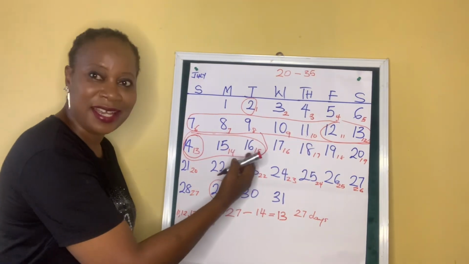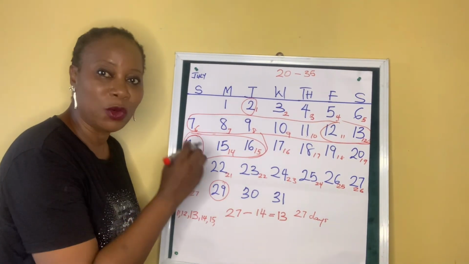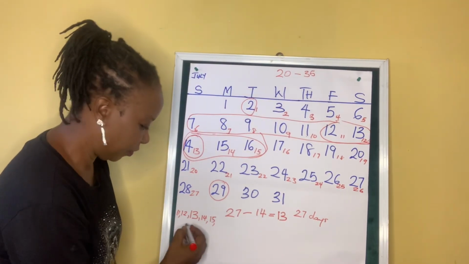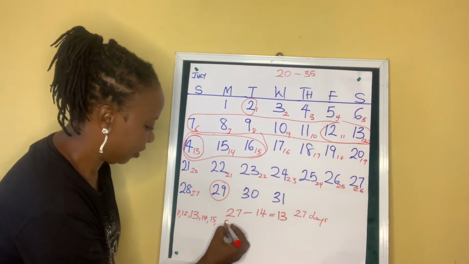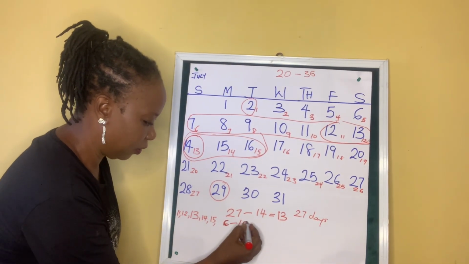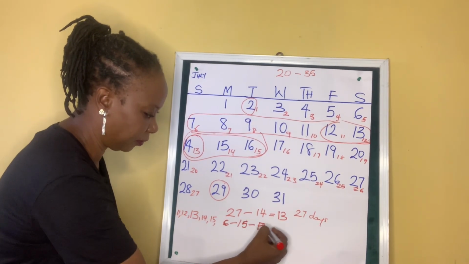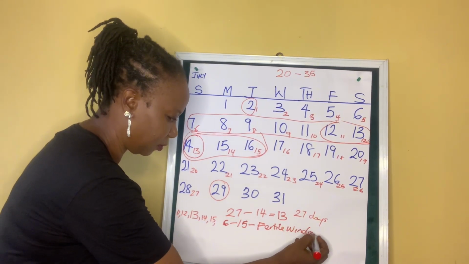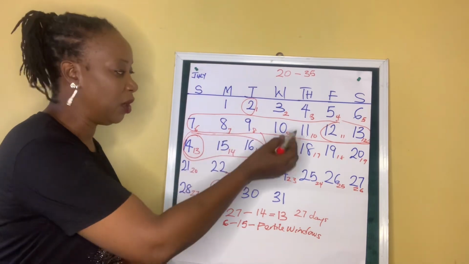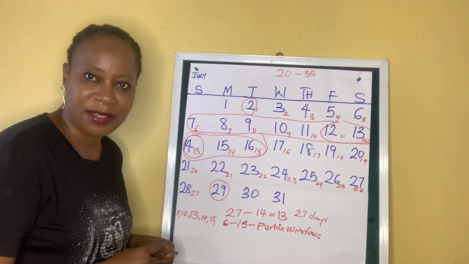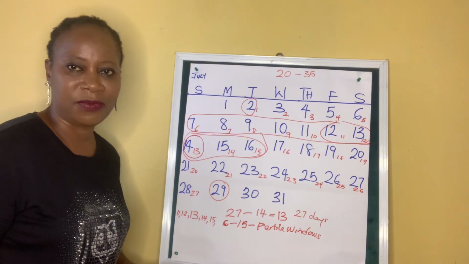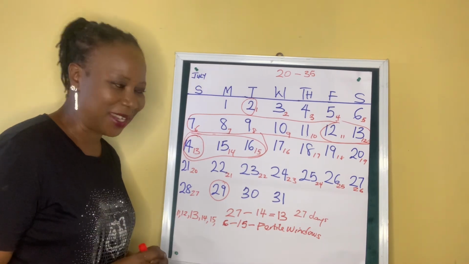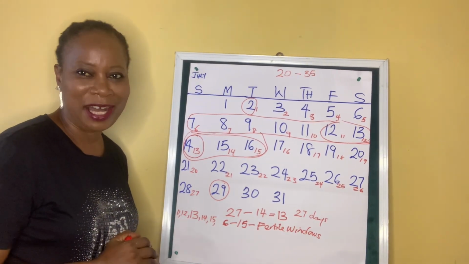All these days are your fertile window. Day 6 to 15. So when you release an egg on these days, there is a 100% possibility you will get pregnant if you have unprotected sex. That will be all for now.